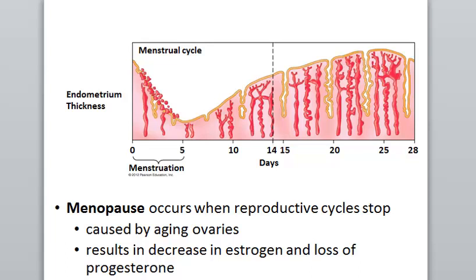And then menopause is obviously the time where things basically stop. The menstrual cycle stops because of a drop or a complete loss of hormones, and that's it.